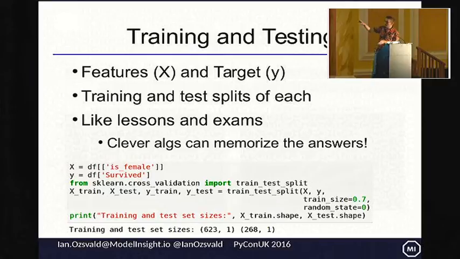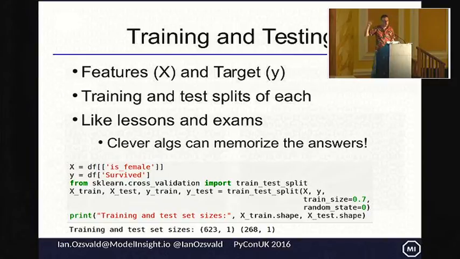So that's the target. And this X and Y, this is just standard terminology. Everyone talks in terms of X and Y. So Y is a list of ones and zeros. Did they live? Did they die? Features X, these are things that we could learn from. So the person's age, their sex, which class they were, and other such data. So we've got these features, we've got this target, we can learn from it. And we'll look at some examples in a moment.